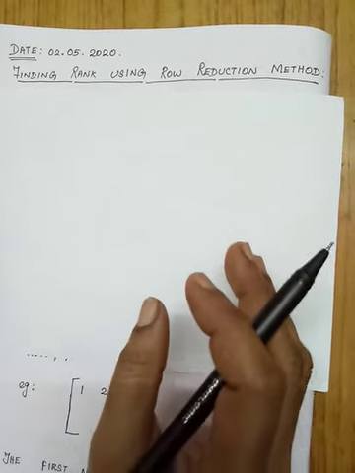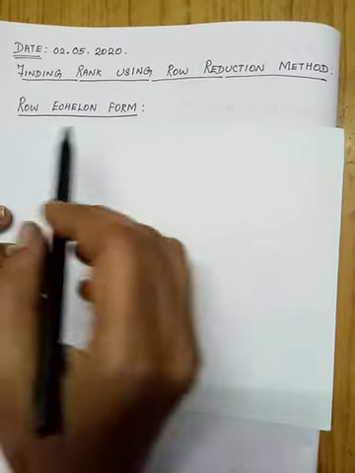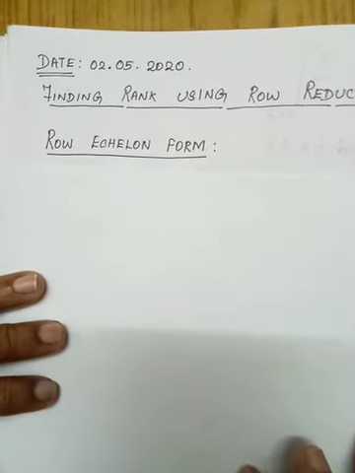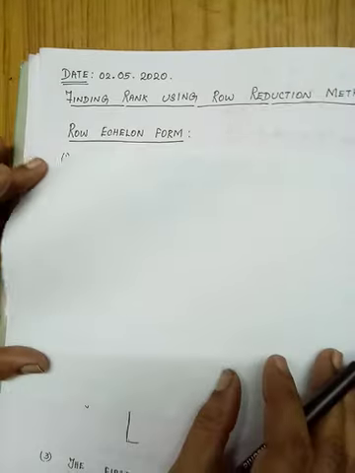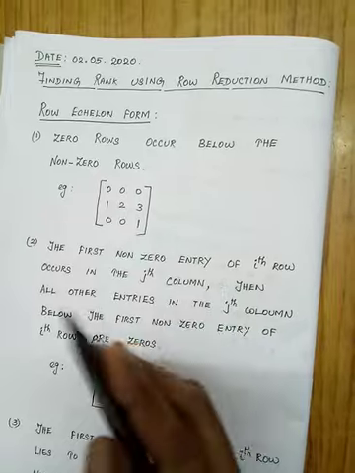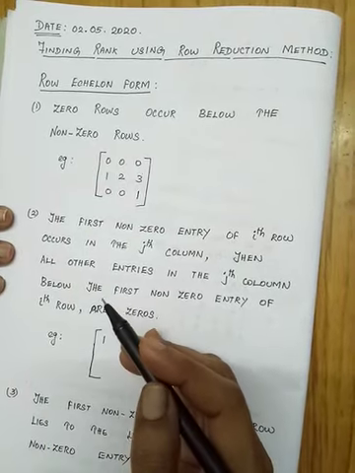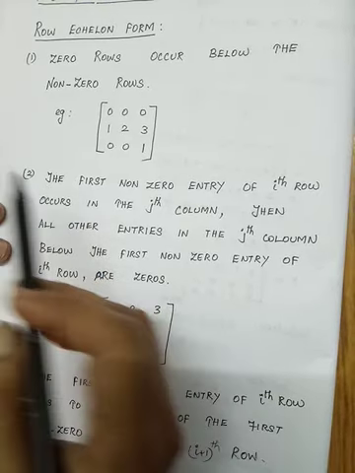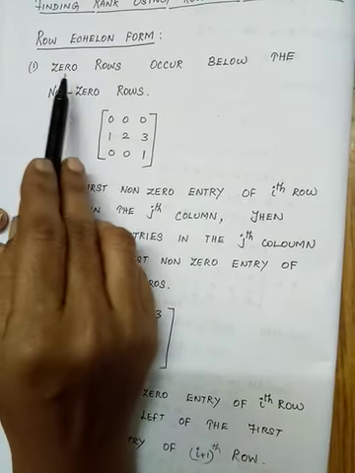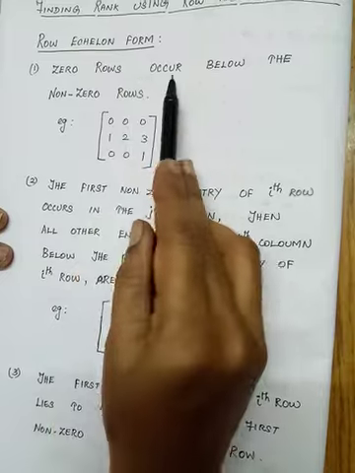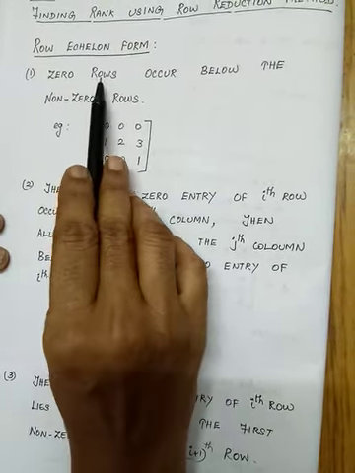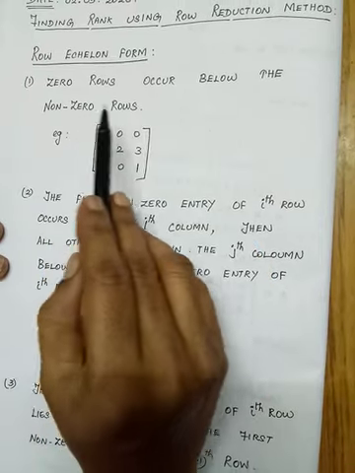After bringing the matrix into row echelon form, it is easy for us to find the rank of the matrix. So how do we reduce a matrix into row echelon form? The row echelon form consists of 3 properties. The first one: zero rows occur below the non-zero rows.